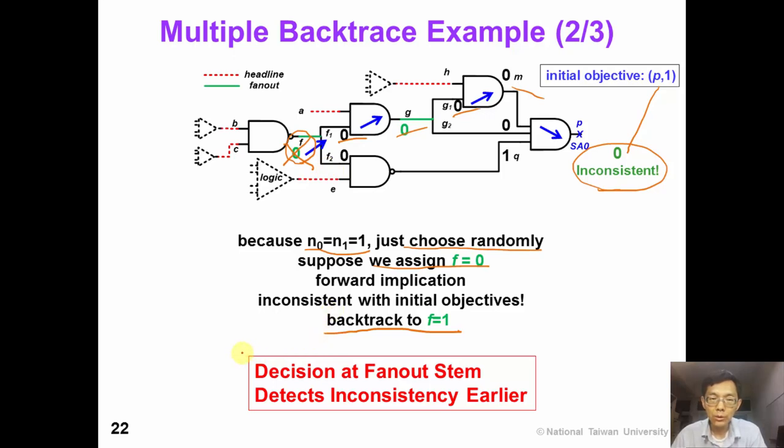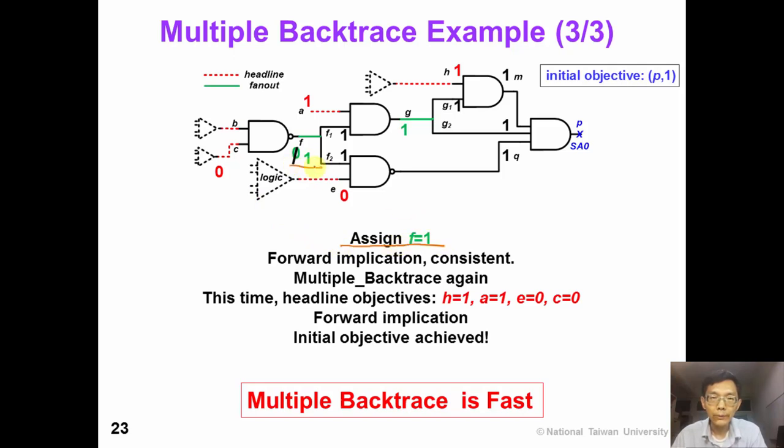From this example, we can also see that because FAN makes decisions at fan-out stems, the FAN algorithm detects the inconsistency earlier. We don't have to backtrace all the way to the primary input to detect this inconsistency. Now, let's flip the value of F to 1. So everything is consistent. And now we can perform multiple backtrace again. This time, we obtain four objectives. They are H equal to 1, A equal to 1, C equal to 0, and E equal to 0. And if we assign these values and perform forward implication, we can achieve our initial objective.